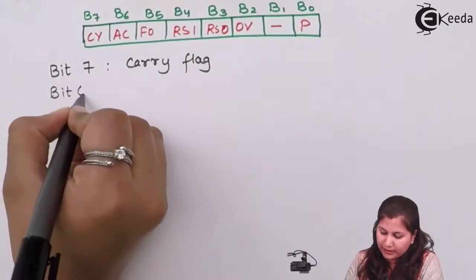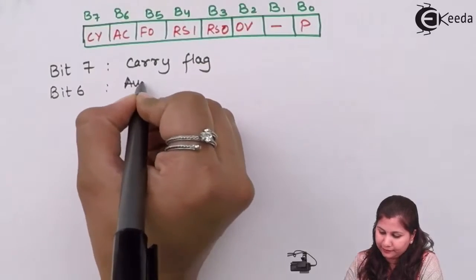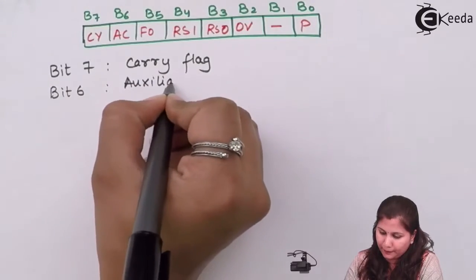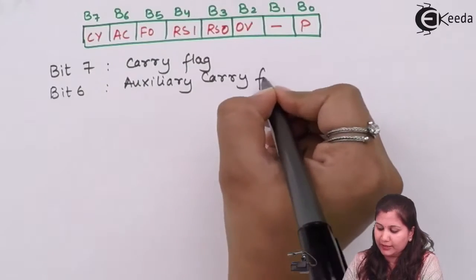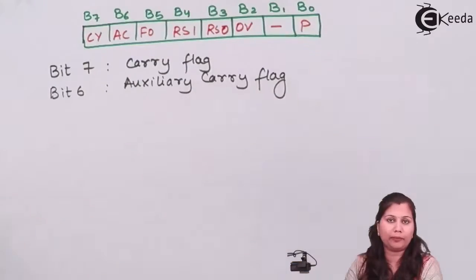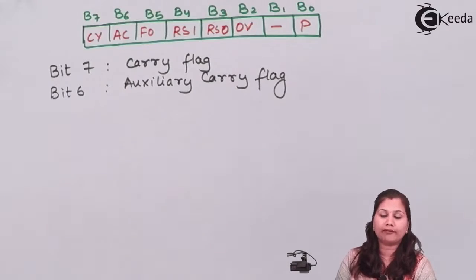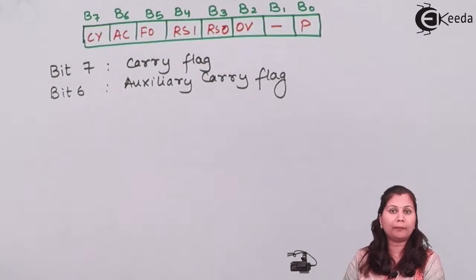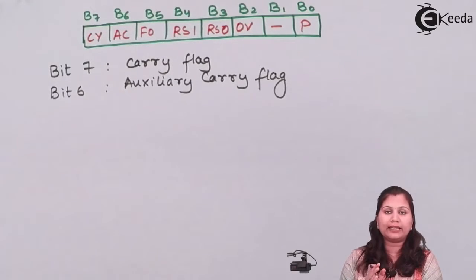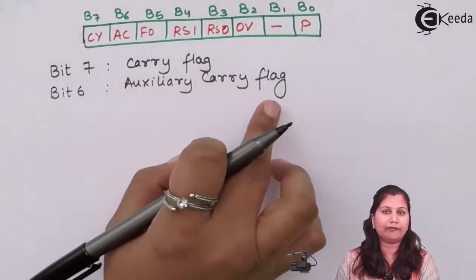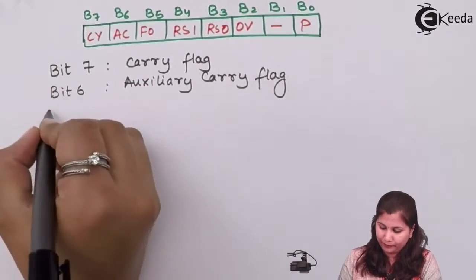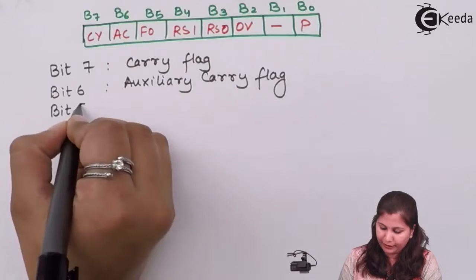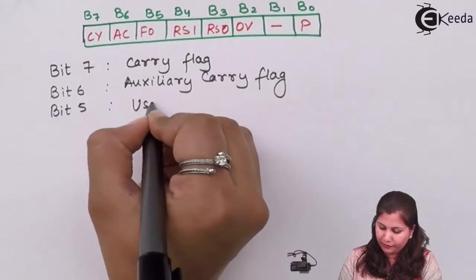Next, bit 6 is for the auxiliary carry. This auxiliary carry flag is used for BCD operations. In BCD operations, whenever a carry is generated from bit 3 to bit 4, the auxiliary carry flag will be set, otherwise it will be reset. Bit 5 is the user defined flag.